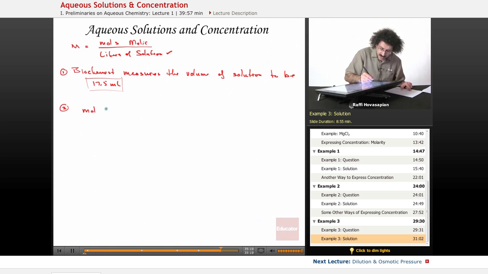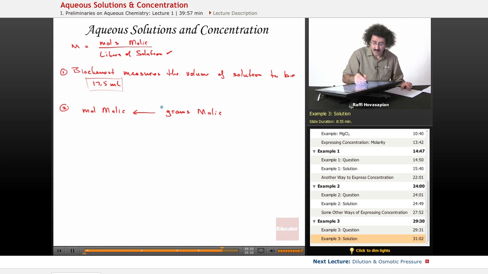Well, I need the moles of malic acid, and I know that I can get the moles of malic acid from the grams of malic acid. From the mass, from the grams of the malic acid. And my conversion factor is the molar mass. Well, molar mass is easy. I just look it up. Okay, so the biochemist measures the mass of the solution.